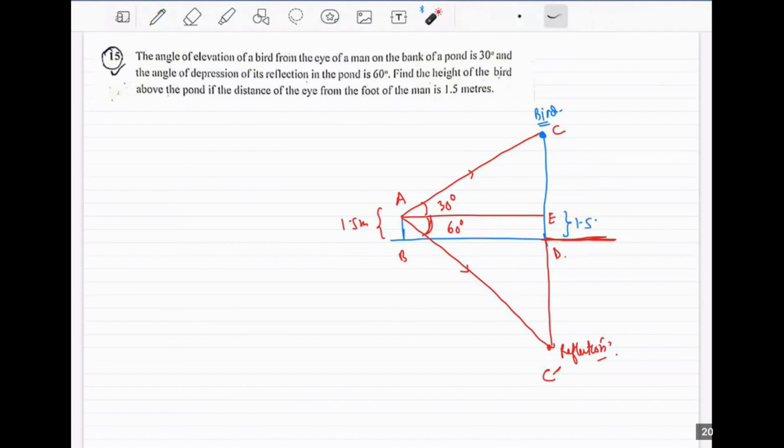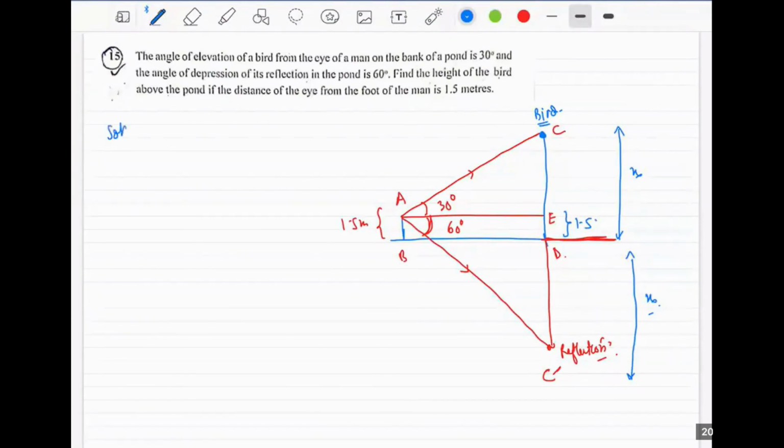Now consider that this CD is X. That means this C prime D will also be X, right? So if CD is X, then C prime D, this distance from the reflection to the pond, will also be X. Then let's first mention what is what.